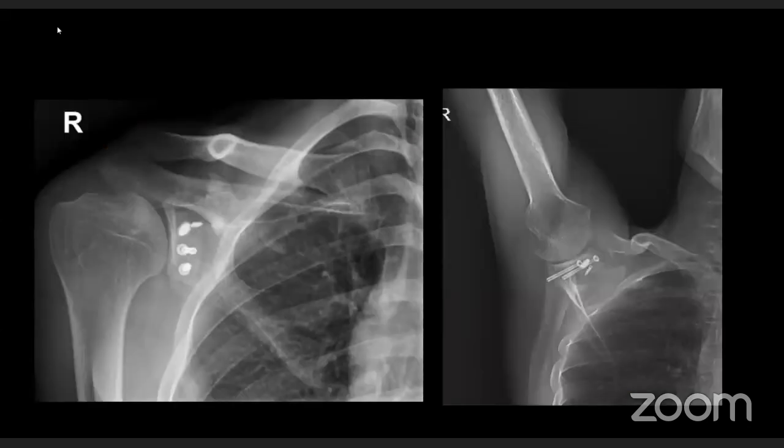This is the X-ray, which shows such a massive Hill-Sachs lesion. It is forming a W trough, and this is where we have done the Latarjet procedure with the screws, and the previous anchors have been removed.